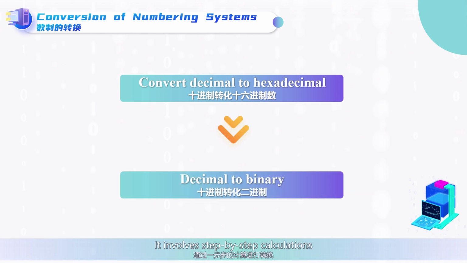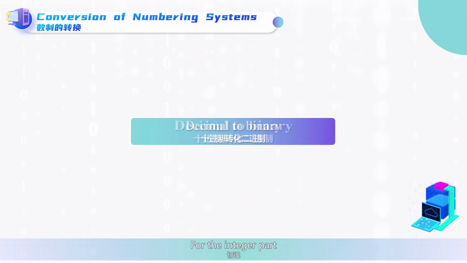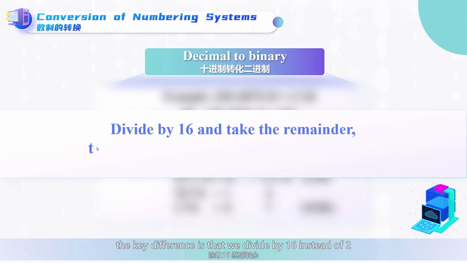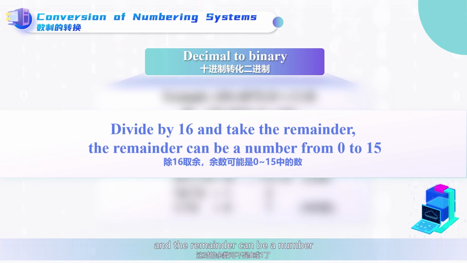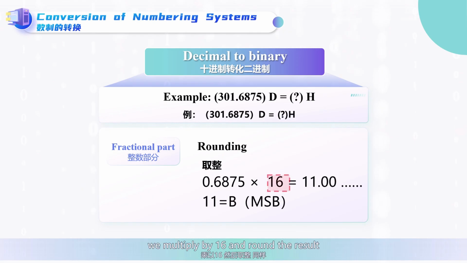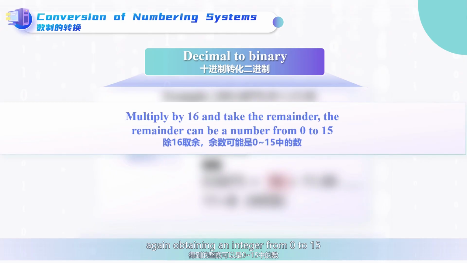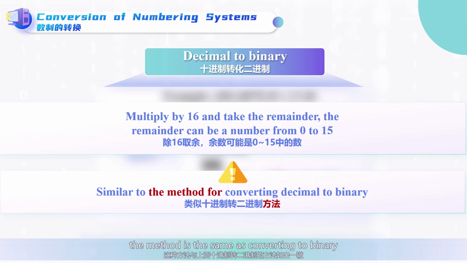It involves step-by-step calculations. For the integer part, always keep in mind the key difference is that we divide by 16 instead of 2, and the remainder can be a number from 0 to 15, not just 0 or 1. For the fractional part, we multiply by 16 and round the result, again obtaining an integer from 0 to 15. In summary, the method is the same as converting to binary, just replacing the base 2 with base 16.